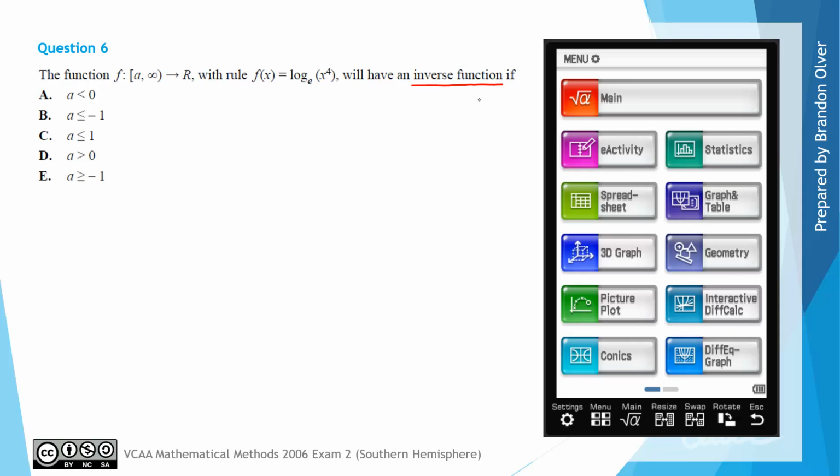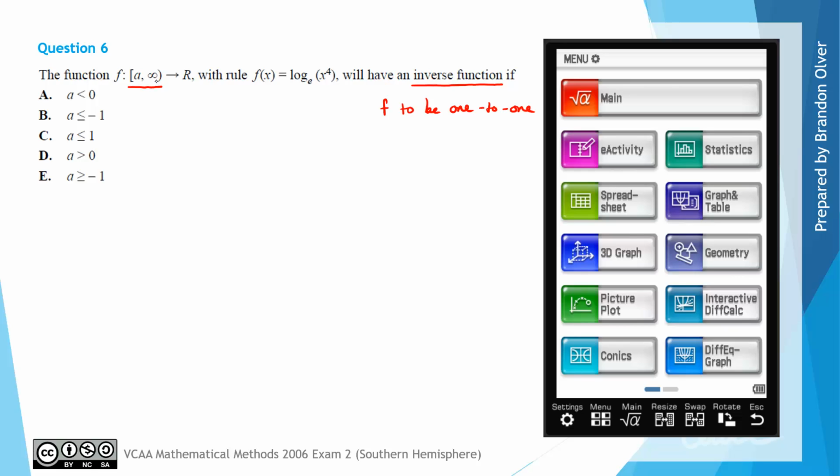The thing we need to consider here is that for an inverse function to exist, we need the original function f to be 1-to-1. So the best way to work out how we can restrict f to be 1-to-1 is to graph it using a CAS calculator. We want to graph it and then find some restricted domain from a to infinity where f is 1-to-1.